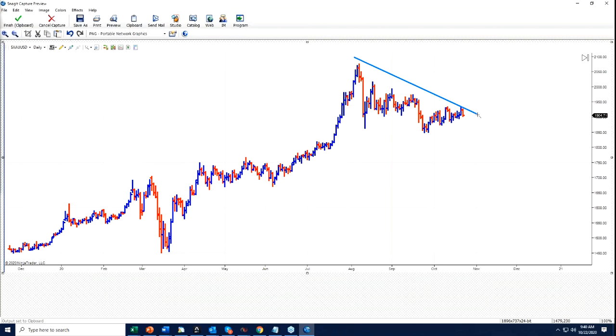So we have kind of a symmetrical triangle here. And the good thing is we're getting to the business end of this thing, the mature end. You can see there's not too much more room before this decides to pick a direction. And to my mind, I'm still camping on the bear side. So we can see it as a symmetrical triangle. I can also make the case that this is operating as a descending triangle, a descending wedge, if you will.